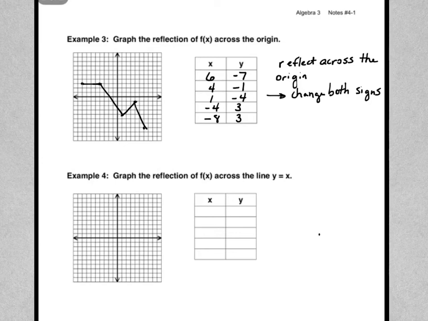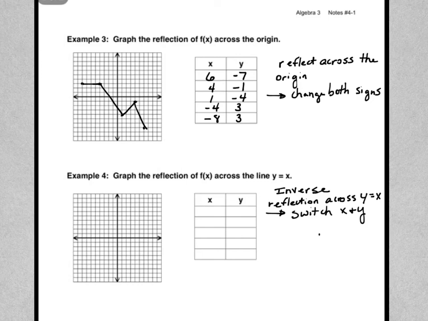Now, the reflection of a function across y equals x is the graph of its inverse, if you remember that back when we did inverses. Inverses are reflections across y equals x. So the way you get the inverse, if you remember, is you switch x and y. And inverse is a reflection across y equals x.